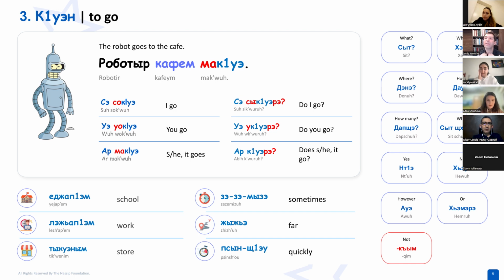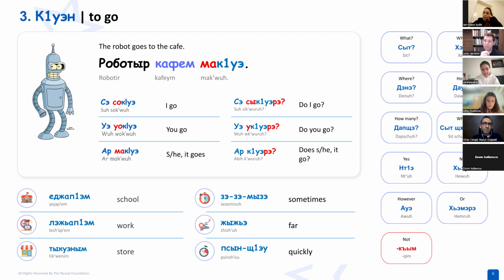This letter is qaf, qaf with like a W. That's not this sound. This sound is qua. There's almost a click in the bottom of your throat. Qua, qua. Okay. Roboter, kafem, makwa. Sa, soqua. Wa, woqua. Ar, makwa.